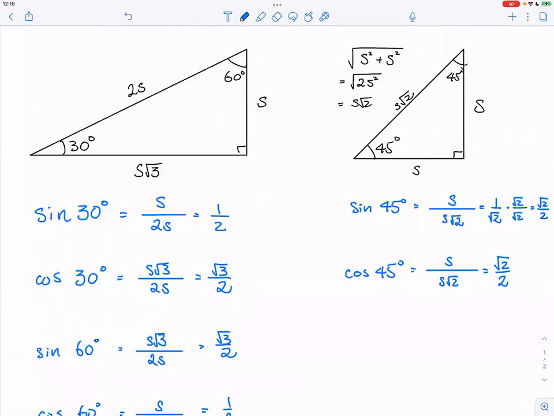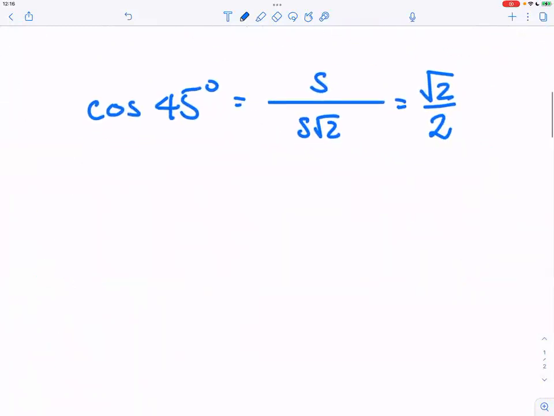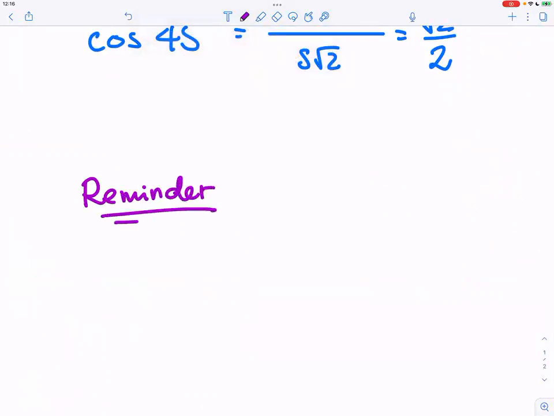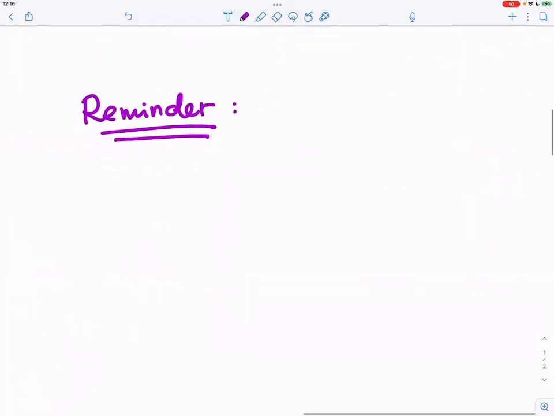Now, just a quick reminder. Okay, I know we talked about this a few days ago, but I do want to remind you. The reminder here is the unit circle.